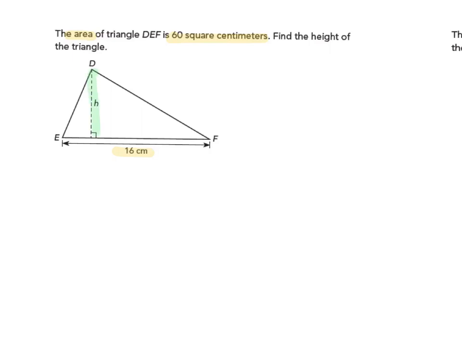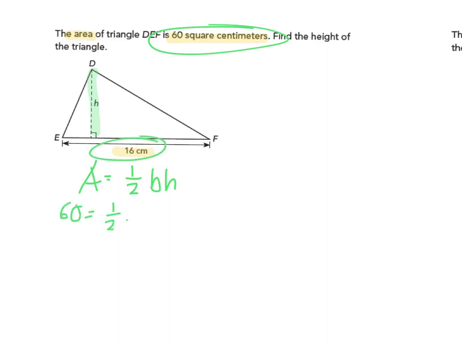So if I want to do this, I know I can use the same formula. Area is equal to 1/2 base times the height. They give me the area is 60 is equal to 1/2. They give me the base, which is 16. And they do not give me the height. So I'll solve what I can. I can do half of 16. 60 is equal to 8 times the height.